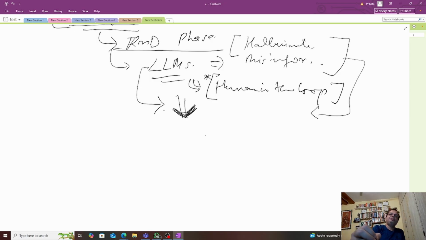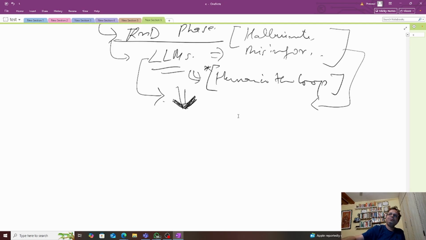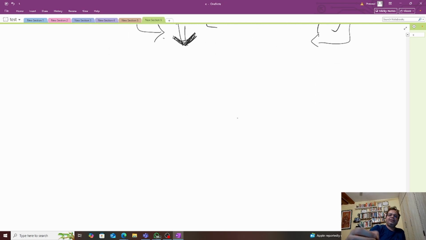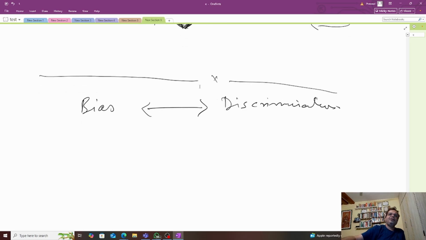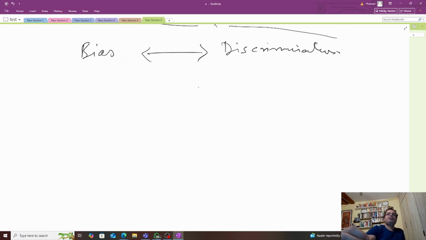Okay, so that's on the deployment side. So that's the end of the software development phases on how bias can get into the ecosystem. But we also want to understand that bias and discrimination are not analogous to each other. While people use these terms interchangeably, bias and discrimination are not always analogous to each other.